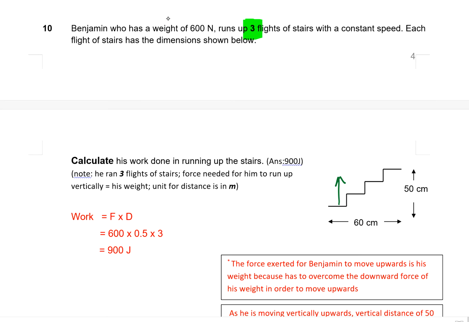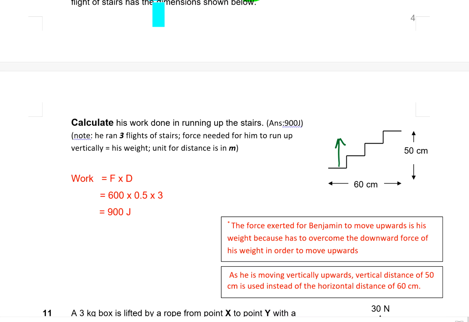Now, the question did not say how much force Benjamin exerts, but you do know that Benjamin has a weight of 600 newtons, right? So minimally, just like what I've said in the previous question, if your weight is 600 newtons, then in order to push yourself to go up, you need at least 600 newtons of force. So the force here is 600. And because you climb up 3 flights of steps, so that's 3. Each flight of step is 0.5 meters. Again, change this to meters, and you will get your answer, 900 joules.